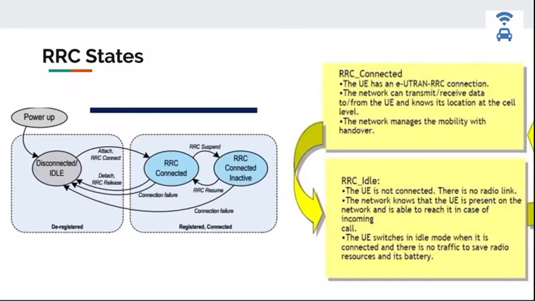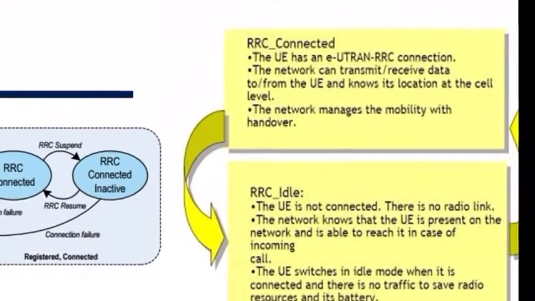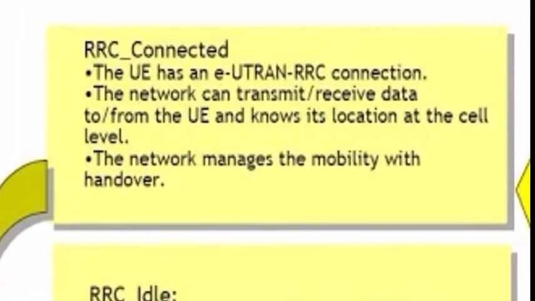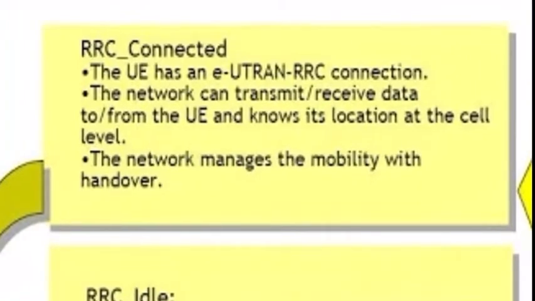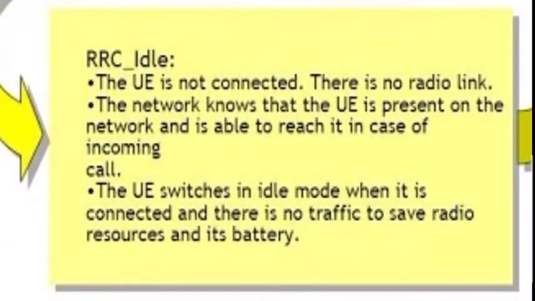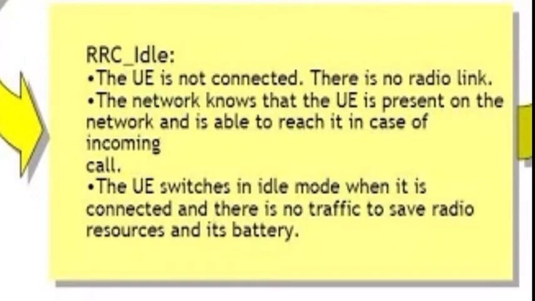So these states, like the first one, RRC connected, is when the UE, the user equipment, has an E-UTRAN RRC connection. The network can transmit and receive data to and from the UE and knows its location at the cell level. The network also manages the mobility with handover, whereas for the RRC idle mode, it's completely the opposite.